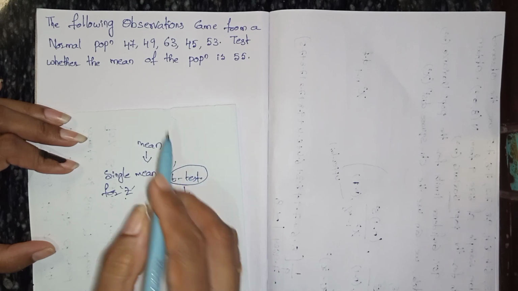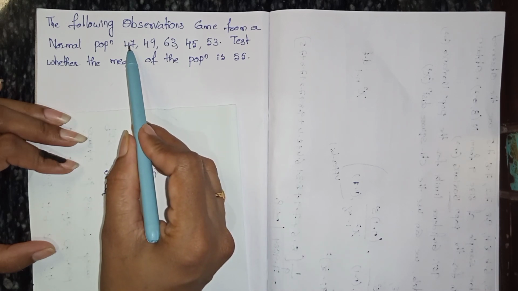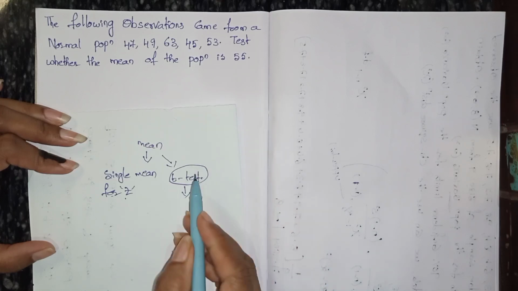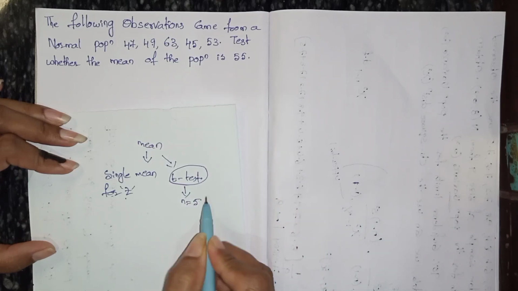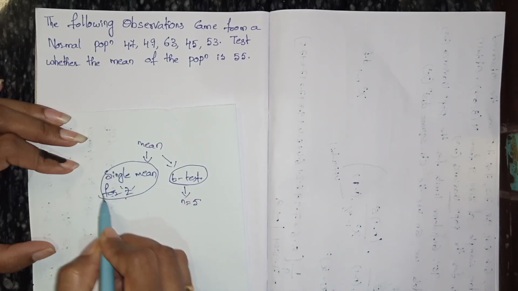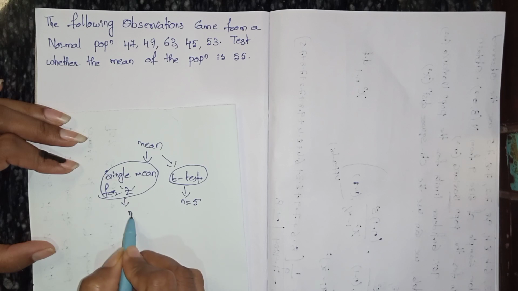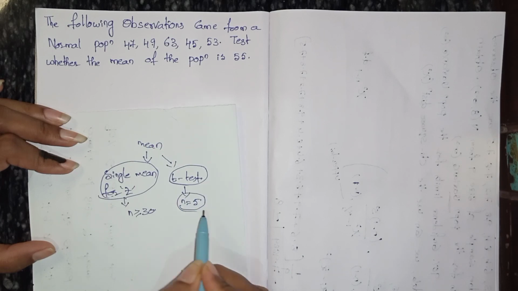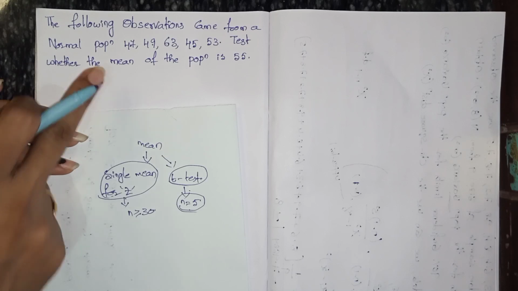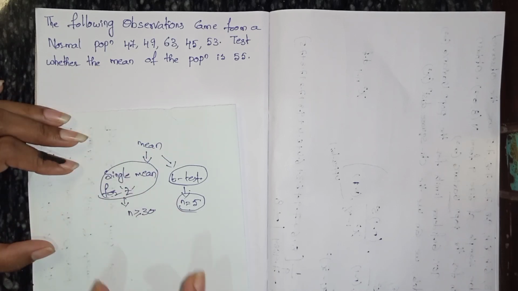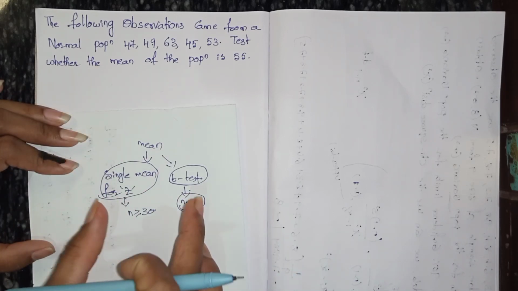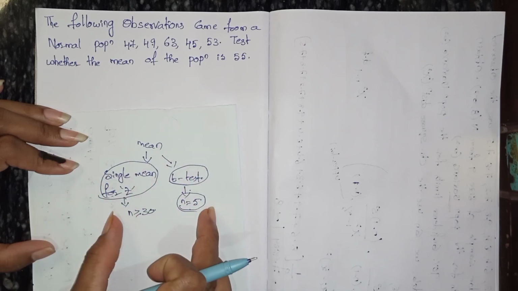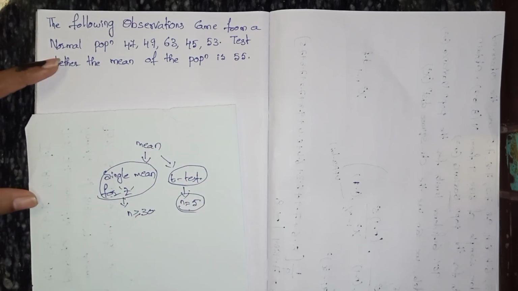If you see here, the sample is 1 2 3 4 5, the sample size is 5. We use the z method when the sample size is greater than or equal to 30, but here the sample size is 5, so we have to use the t-test. So I am using the t-test here. I think you understood this criteria.